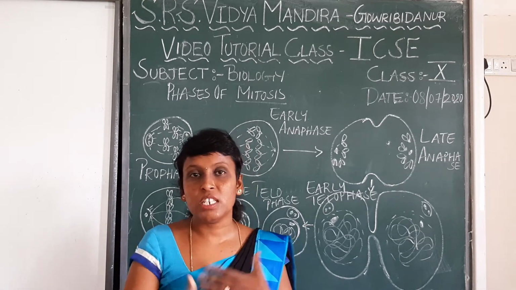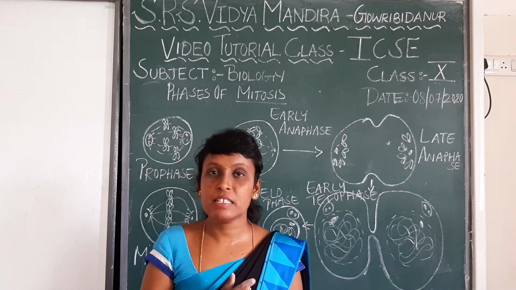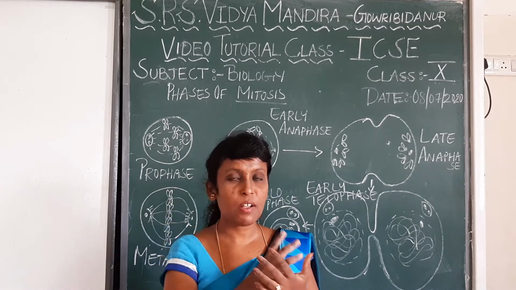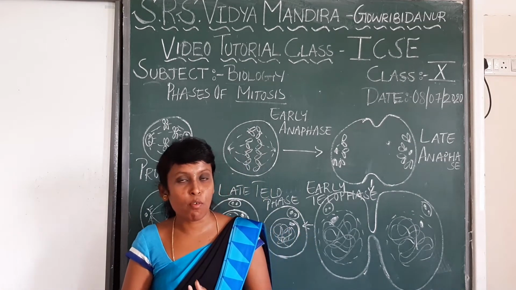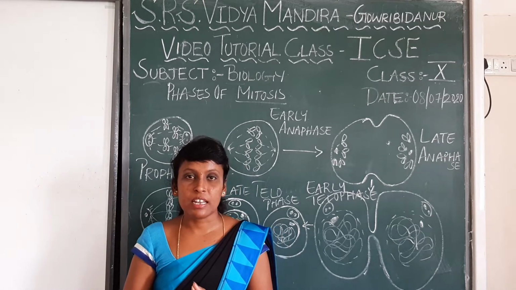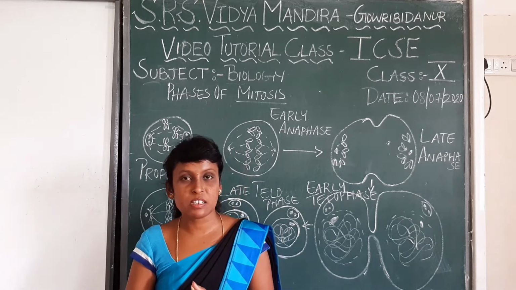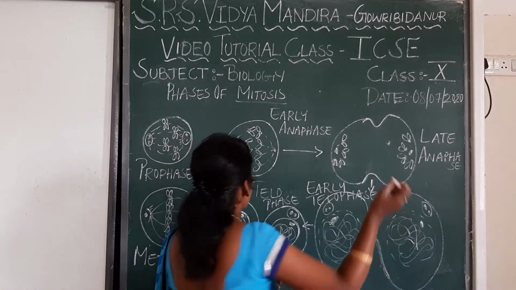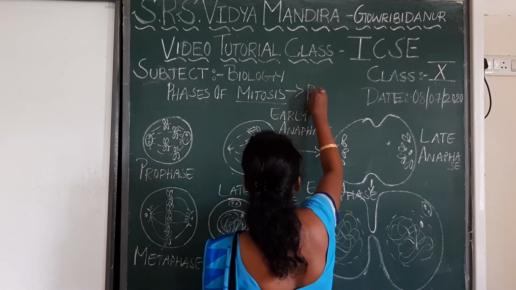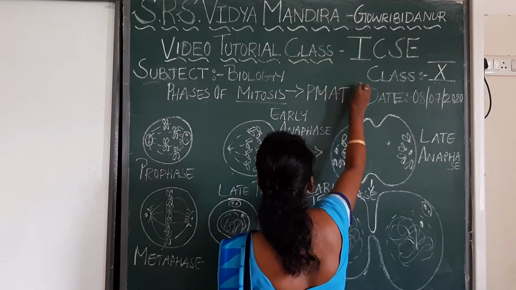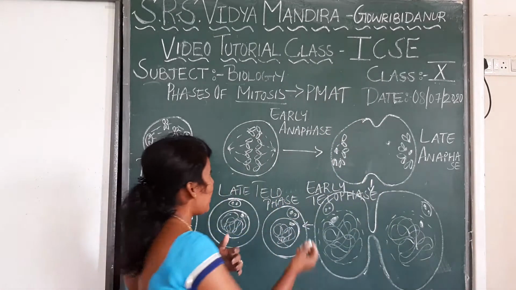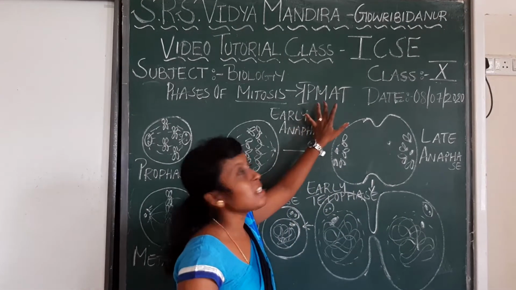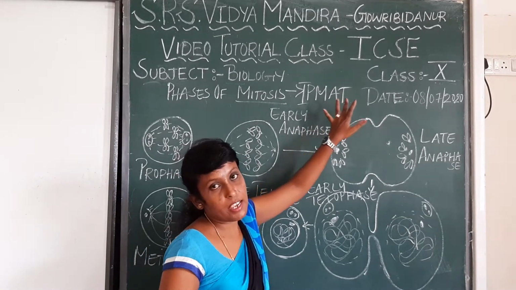Now we will enter into our lesson, that is cell cycle, cell division, phases of mitosis. We'll have a small recap of our previous lesson. In our previous lesson we had studied about the phases of mitosis. In that I had given you one mnemonic, PMAT. Do you remember? PMAT or IPMAT. I here means interphase, prophase, metaphase, anaphase, telophase.